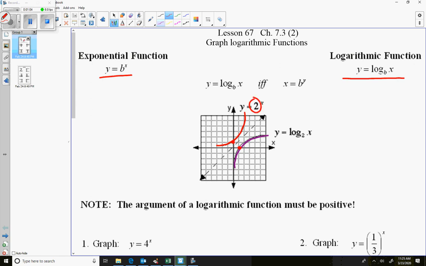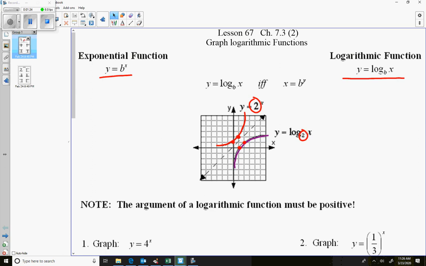And again, notice they both have a base of 2. It could be whatever base, but that's the example I'm using. Whereas your exponential goes through the point 1, 2, your logarithmic would there go through the point 2, 1. So on and so forth. So just simply switch the x and y.